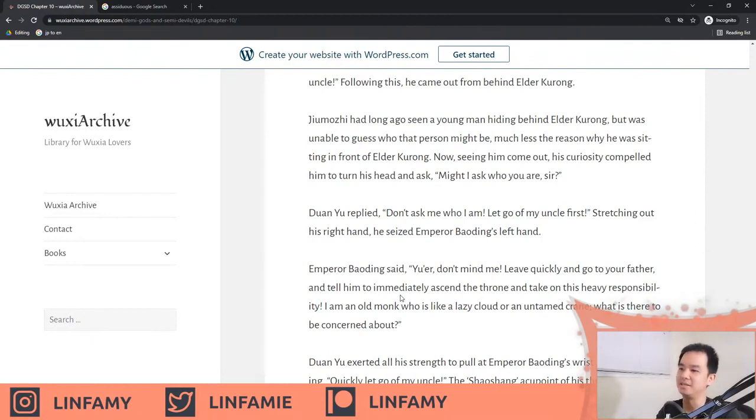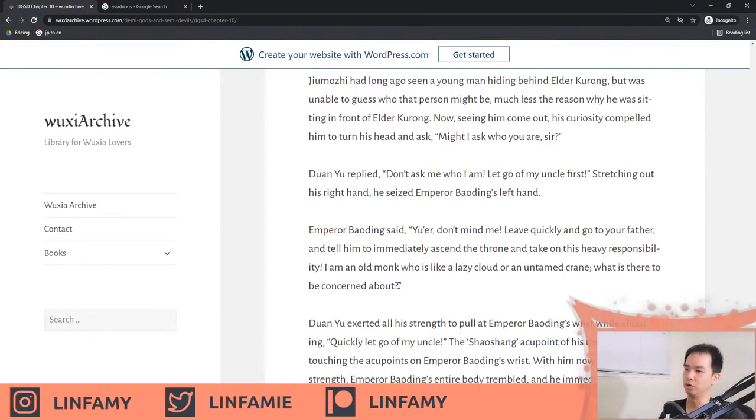Stretching out his right hand, he seized Emperor Baoding's left hand. Emperor Baoding said, "Don't mind me. Leave quickly and go to your father, and tell him to immediately ascend the throne and take on this heavy responsibility. I am an old monk who is like a lazy cloud or an untamed crane. What is there to be concerned about?"